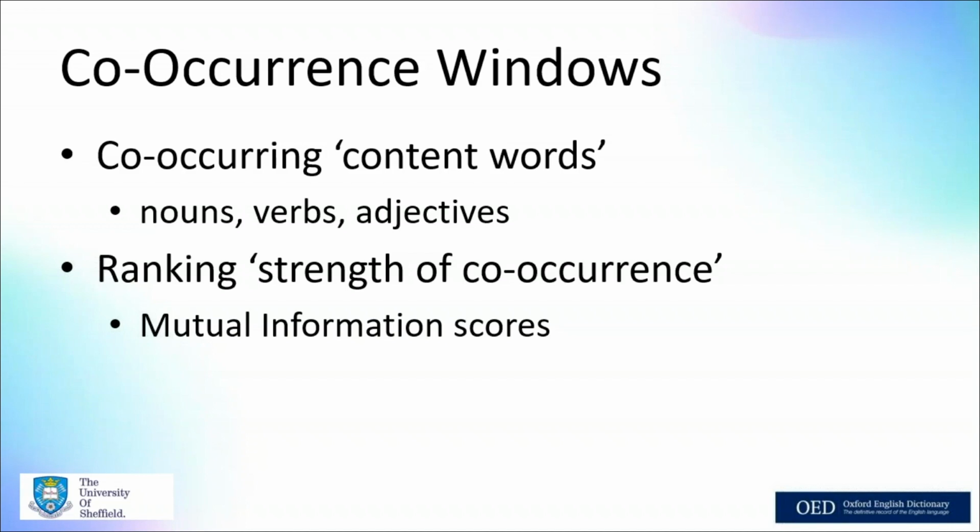We also rank strength of co-occurrence. So we look at the co-occurring words that seem to have a stronger bond. And because we use mutual information scores, this also measures something like unusualness. I won't go much further into those statistics right now, but if anyone is interested, please do bring it up in the Q&A. I'm happy to talk about it further.